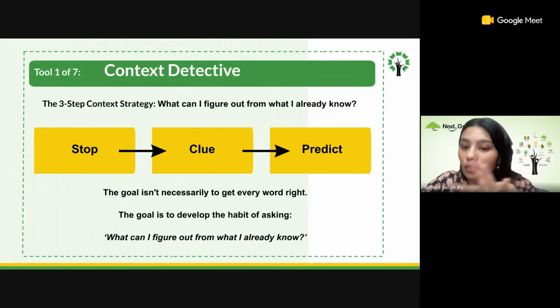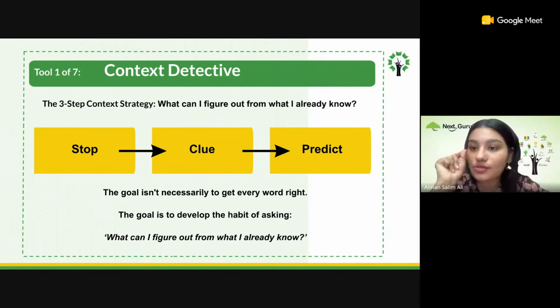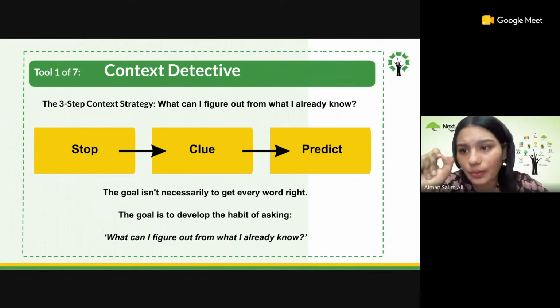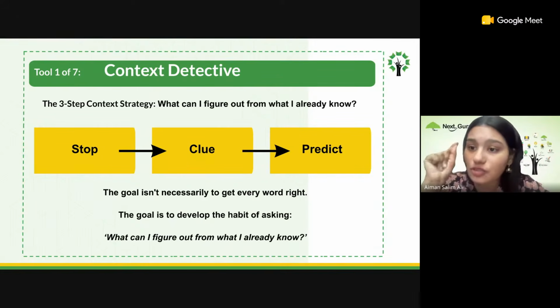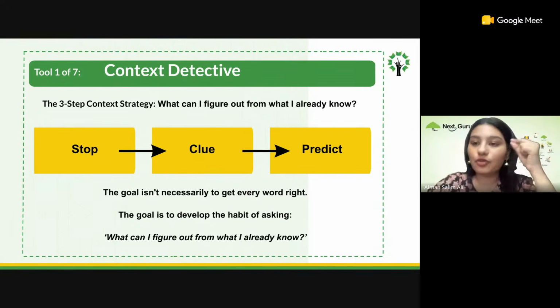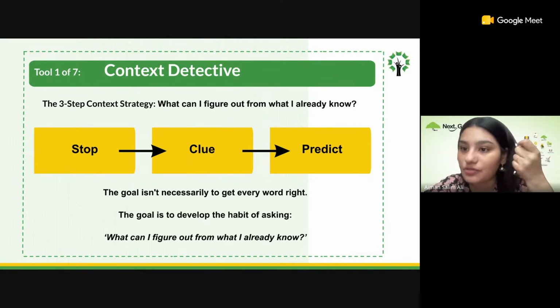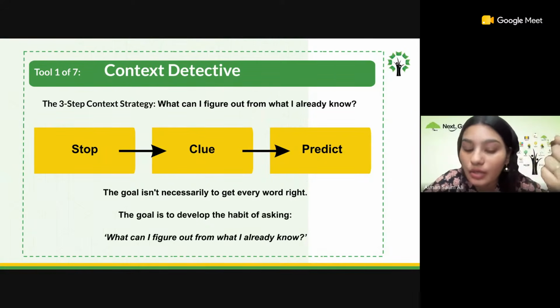The goal is not to necessarily get every word right. As I said, the goal is not to pull out the exact definition of that word, but to develop the habit of asking. So when our students are reading, the goal is not that whenever they come across a new word, they should be able to pull out the definition, but they should ask themselves. We have to increase the curiosity in our students of what that one word might mean exactly. What can I figure out from what I already know?